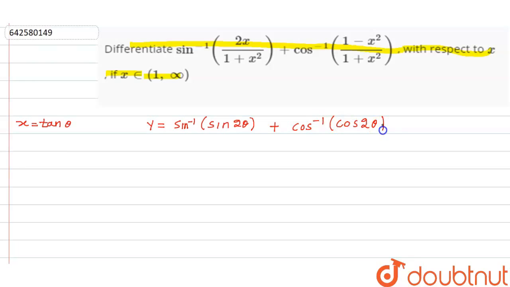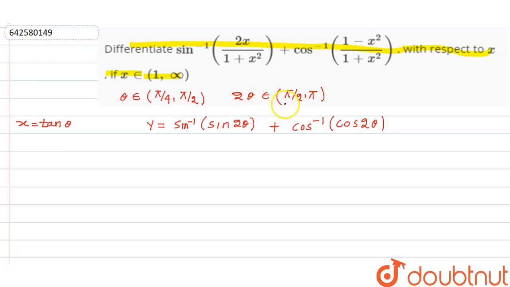Now we know that if x is equal to tan theta, then theta belongs to what? Theta belongs to pi by 4 to pi by 2. So 2 theta belongs to what? Pi by 2 to pi.